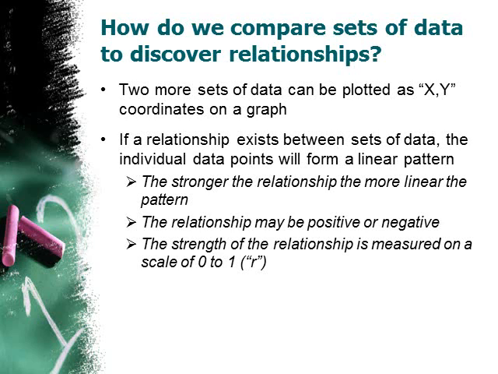Overall, the strength of the relationship is measured from 0 to 1 and is represented by the letter R, the correlation coefficient, with 1 indicating a perfect relationship and 0 meaning no relationship exists. In the case of a negative relationship, the R value is qualified with a minus sign.